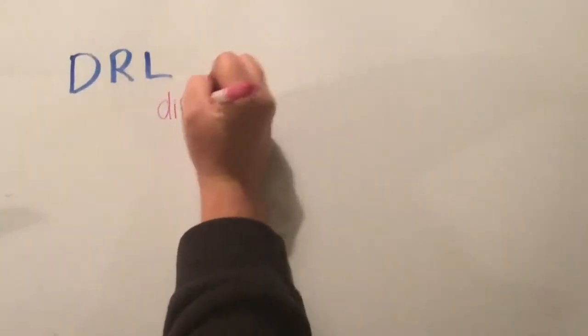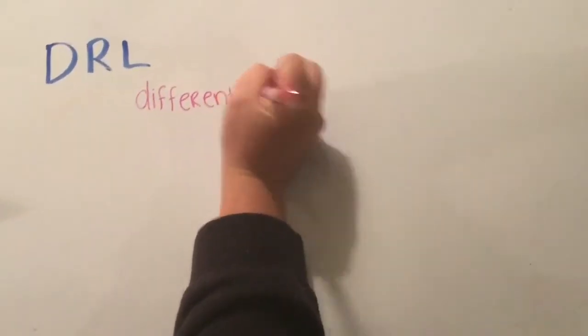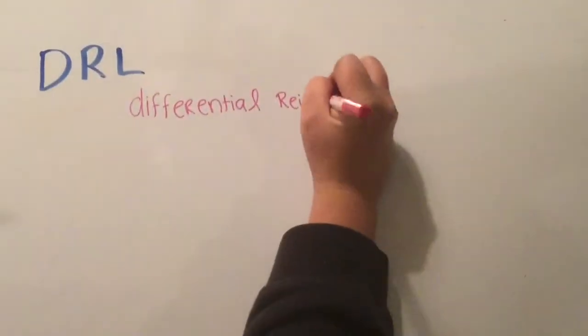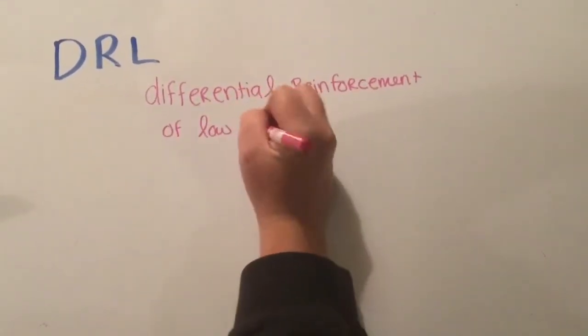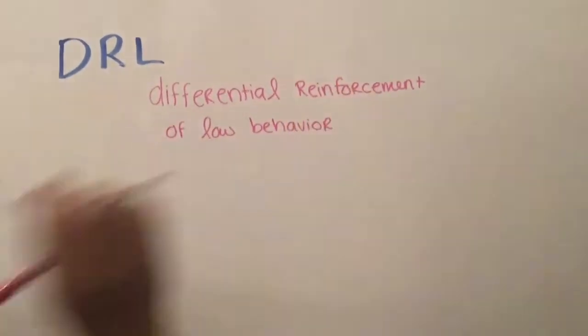Last is DRL, which is differential reinforcement of low behavior. DRL only reinforces the behavior sometimes in order to decrease that behavior, but not completely extinguish it.